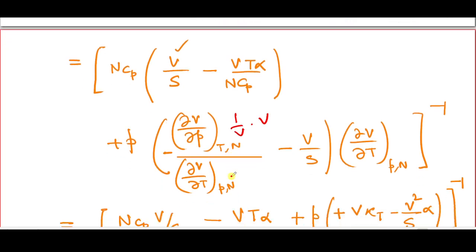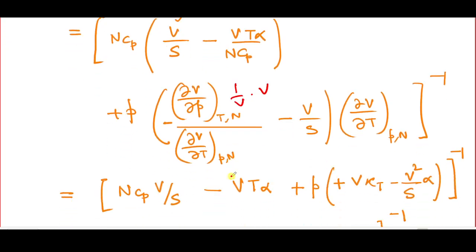So the second term simplifies, so this is the second term here, to V times kappa T, this of course cancels, minus V by S into del V del T becomes minus V square by S into alpha, simply because to convert this to alpha you need an extra V. So this is your derivative.